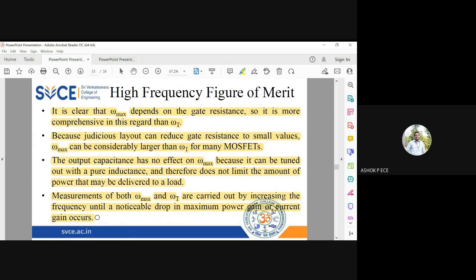And you can measure these frequencies just like how we carry out experiments for the frequency response of an amplifier. Vary the frequency, measure the power, measure the current or measure the voltage. From voltage, you can measure the power and find where the power is dropping, and plot the frequency response graph. Where the power gain becomes 0 dB or where the current gain becomes 0 dB, draw a line that corresponds to omega T and omega max. Measuring these two frequencies is very similar to how we perform the frequency response of any common emitter amplifier.